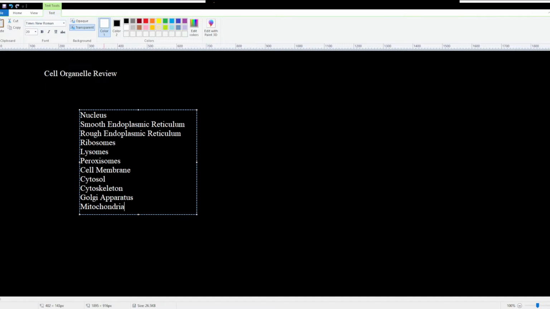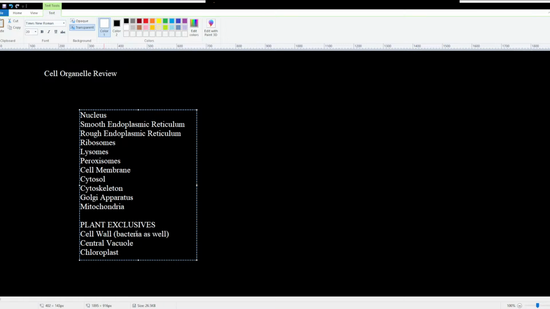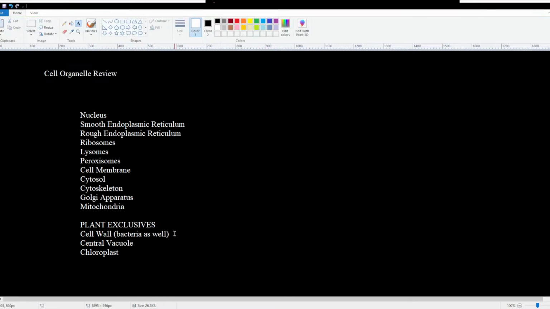Anyway, everything that you see here is in both plant and animal cells. So let's list the plant exclusives: cell wall, central vacuole, and chloroplast. Now the cell wall also exists in bacteria. But yeah, these are your organelles.